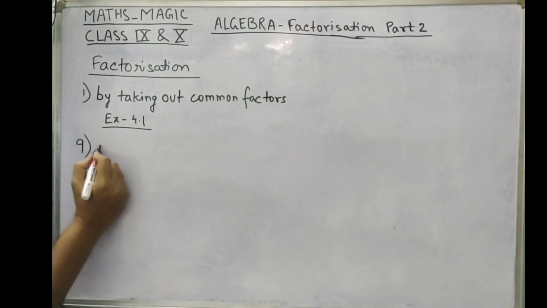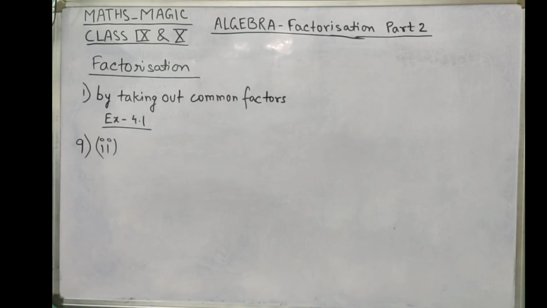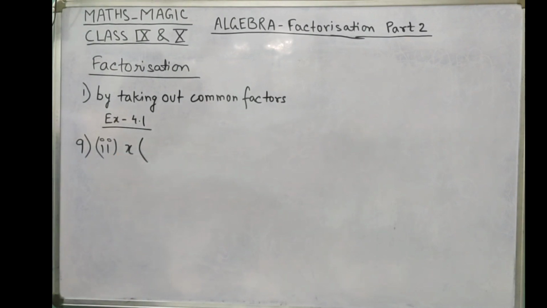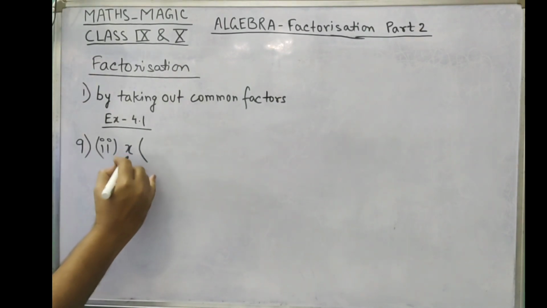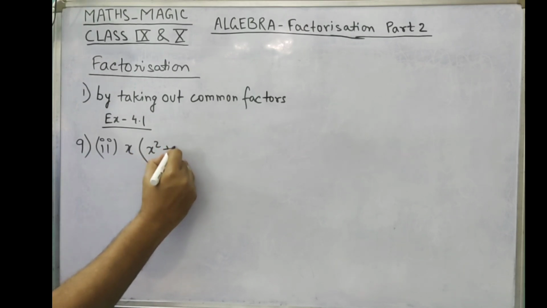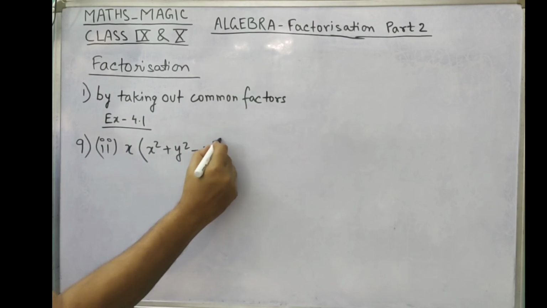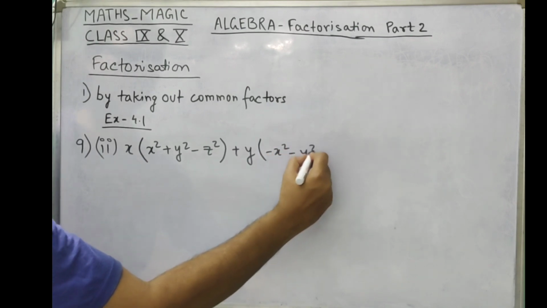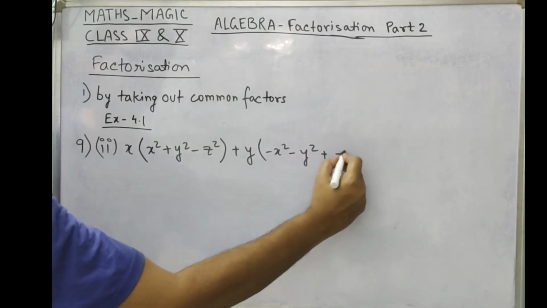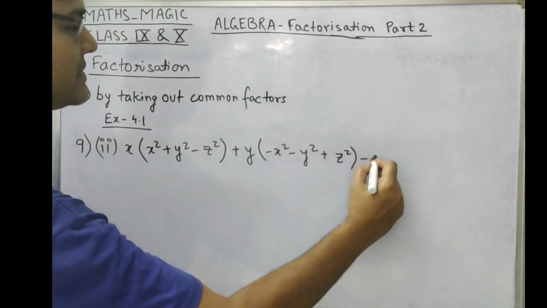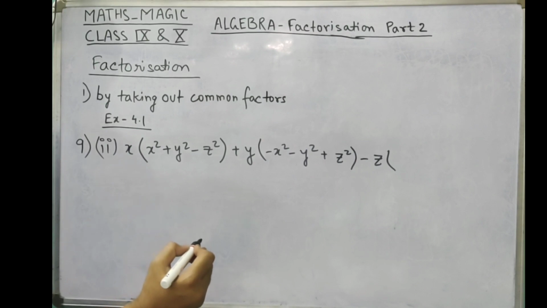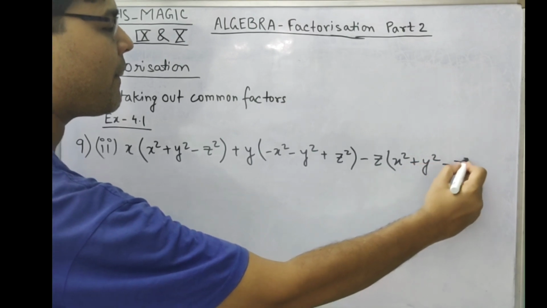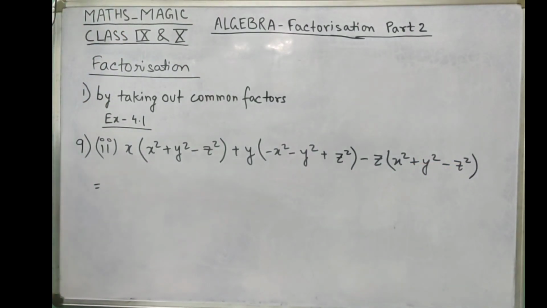Sum number 9, part 2. Okay, so x square plus y square minus z square, plus y minus x square minus y square plus z square, minus zx plus y minus z square. Okay, so this is the sum.